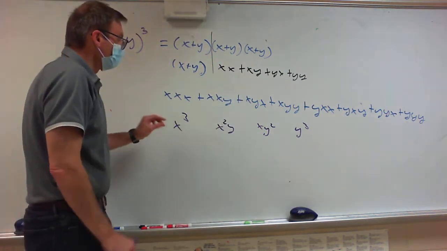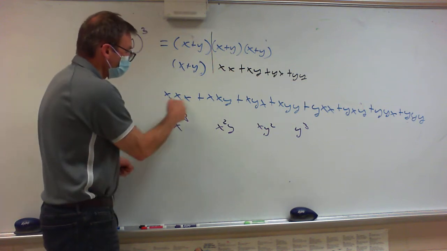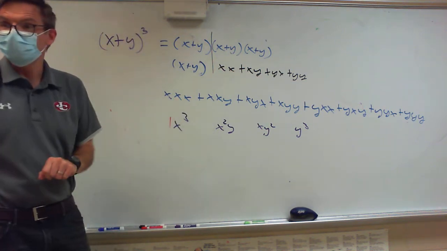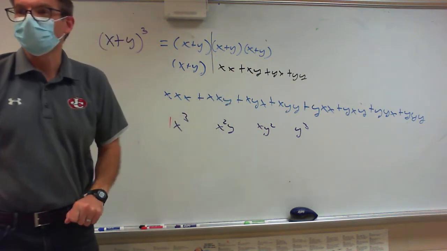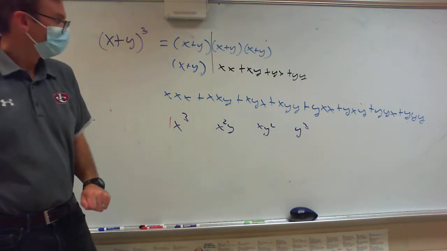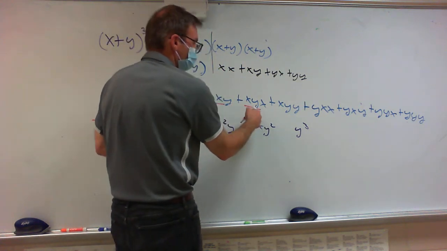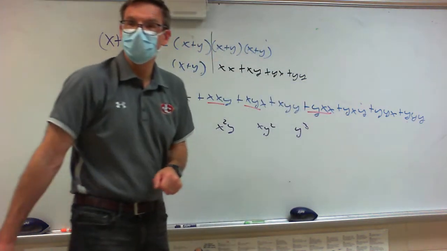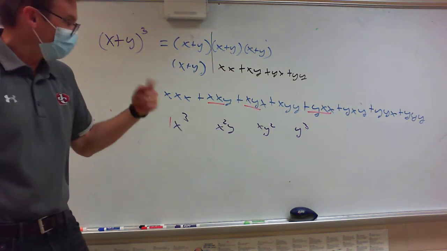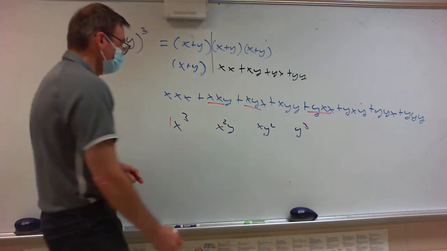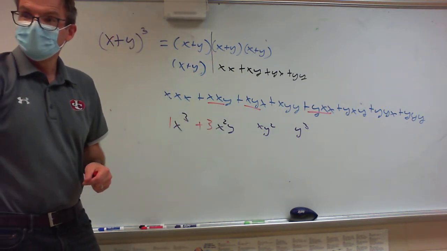Right? So when we're looking at this, does everybody see there's only one that only has 3 x's? How many of these terms have 2 x's and 1 y? Now let's see, that has 2 x's and 1 y, that has 2 x's and 1 y, and that has 2 x's and 1 y. Are those the only ones that have 2 x's and 1 y? And so how many is that? 3. And so that's going to give me a plus 3x squared y.